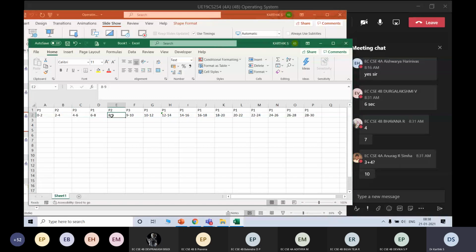Were these the same values in the last problem? Where did I write that? It was 6, 4 and 7. Now it is 6, 6 and 7. So the total is 19, and 19 by 3 turns out to be 6.33 milliseconds as the average waiting time. Are you getting this, guys? Same answers, or are you getting some different answers?